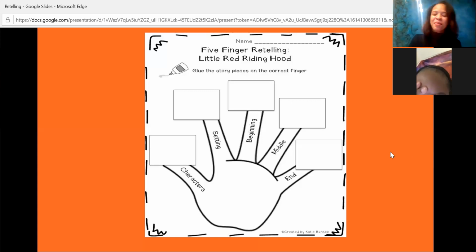Okay. We might need to revisit the Little Red Riding Hood a little bit, class. All right, but that was actually very good. So that's actually telling me that you are able to retell a story. So that was a great activity, good job. Give yourself a round of applause.